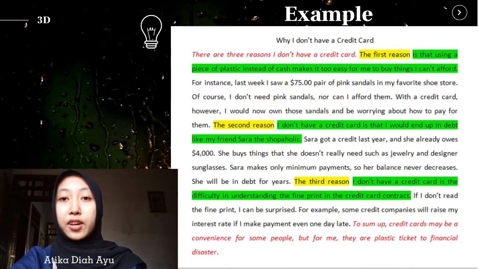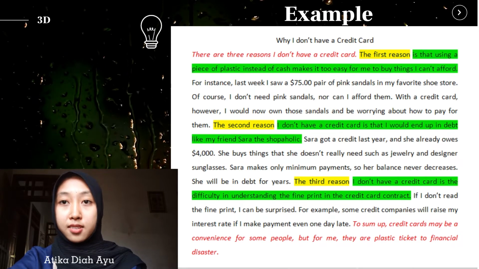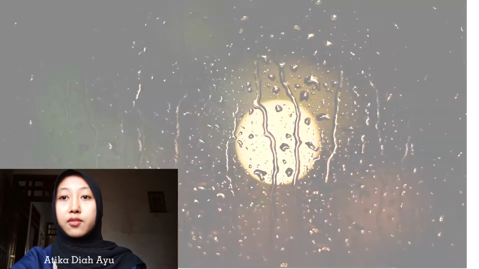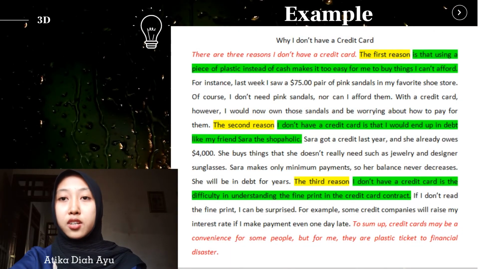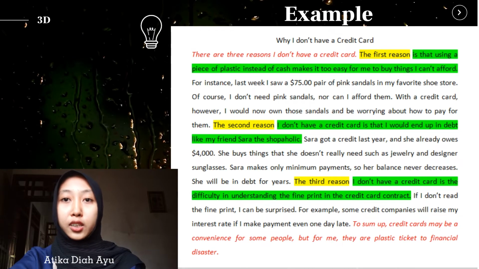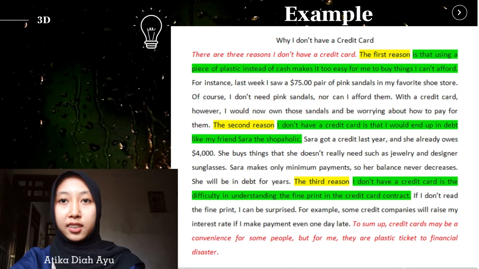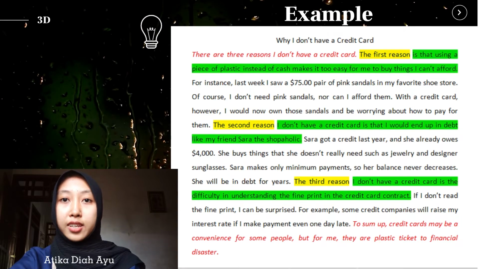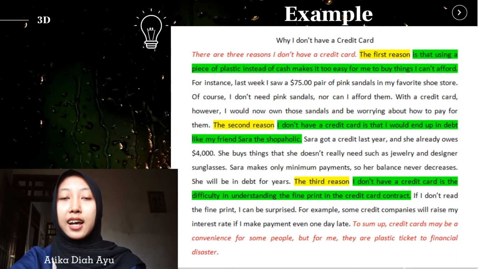Those are called transition signals or transition words. Yes, right. The first reason, the second reason, and the third reason are transition words. Transition words aid in introducing each category. Next, the green highlights. Can you see that? The green highlights are called categories. Each category shows a reason why the writer doesn't have a credit card, as he or she explained before.